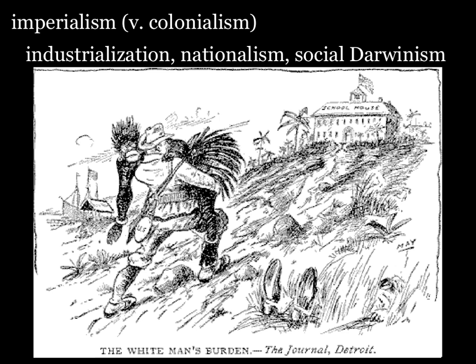So the concert of Europe starts to fracture a little bit by the time we get to the 1870s. How do you prove that you're better than your rival? Well, getting more colonies is certainly one way to do that. So this competitive nature shows itself in the Age of Imperialism. And finally, the rise of this concept of social Darwinism.